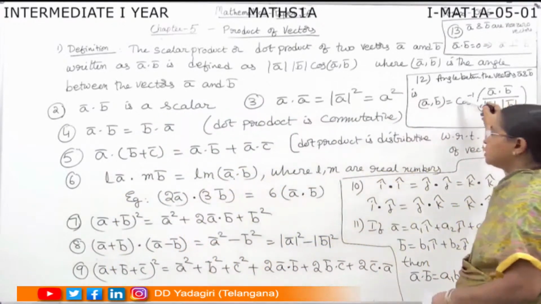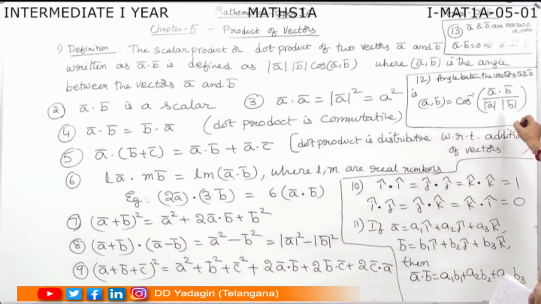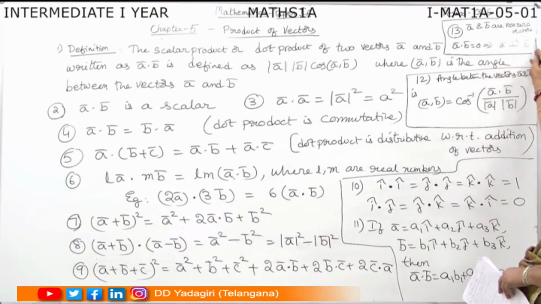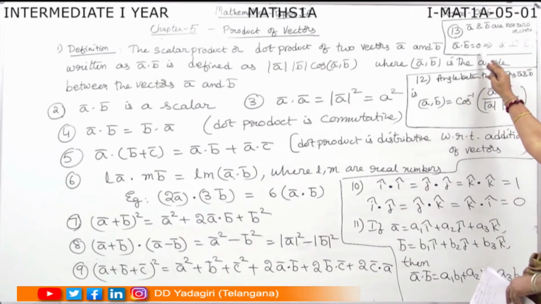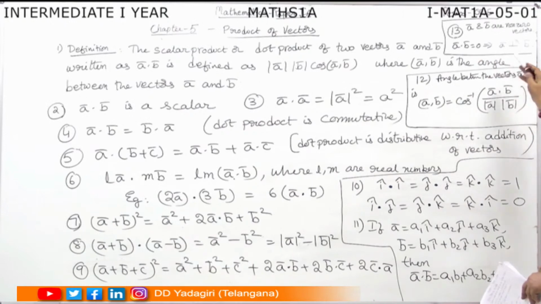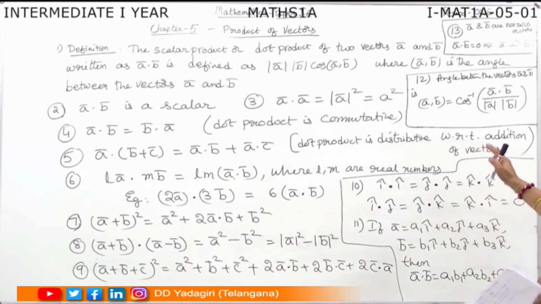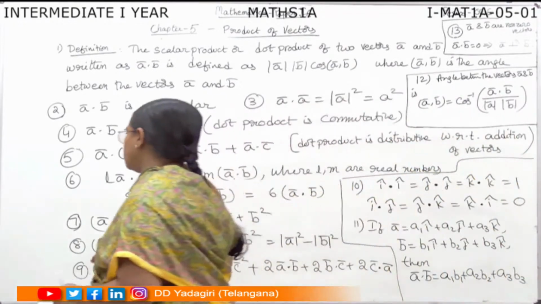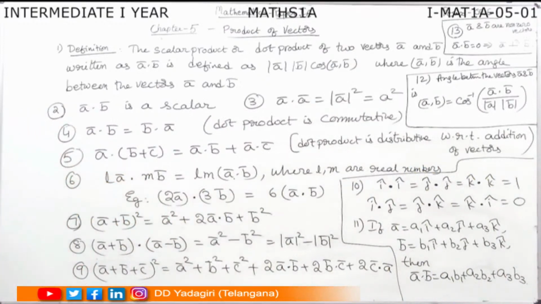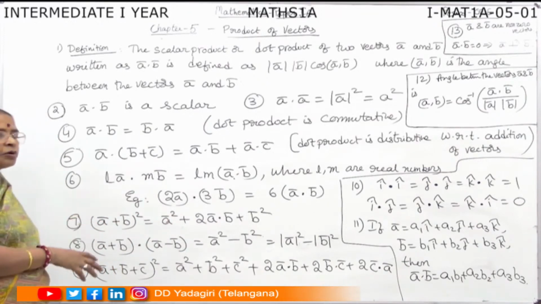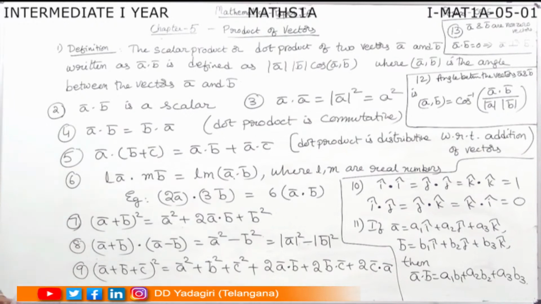Then this is the next property. The angle between two vectors A and B is given by cos inverse of A dot B by mod A mod B. And then if A and B are non-zero vectors and A dot B is 0, then A is perpendicular to B. So these are the properties. Just copy down all these properties and then we'll solve the problems. If you have all these points in your mind, you can easily solve the problems.